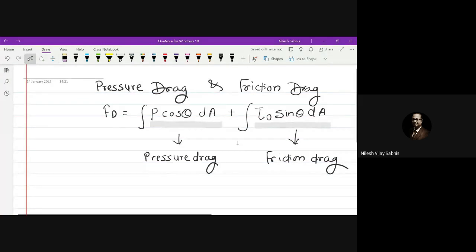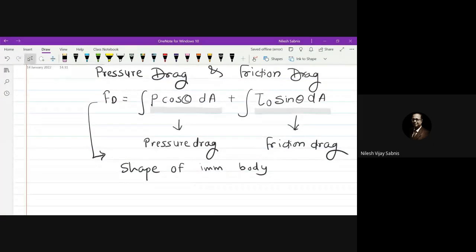If we consider the contribution of pressure drag and friction drag, the total drag depends upon the shape of the body, that is the immersed body, then the position of that body in the flow, and third, the fluid properties, like density and viscosity.